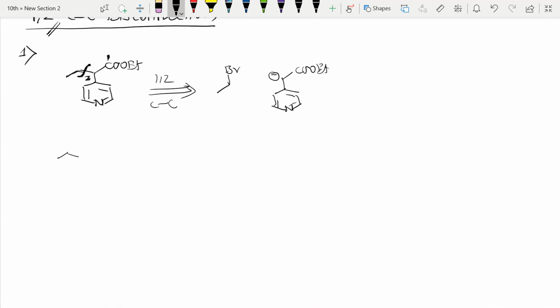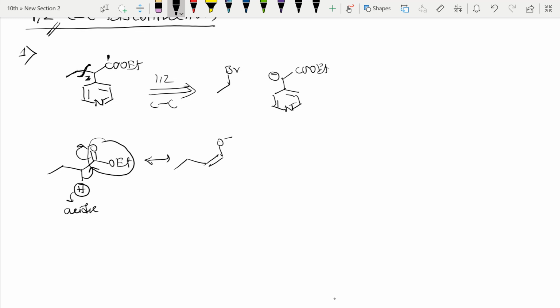Let me take another example so that it will be helpful. See here, in this example, the COOEt group is there, right? This proton is there, right? So this proton will be acidic. Why is it acidic? Because of this electron withdrawing group. This will withdraw electrons like this. So I can write the canonical structure, O minus and OEt. So this H plus came out. So these compounds are called acidic compounds.